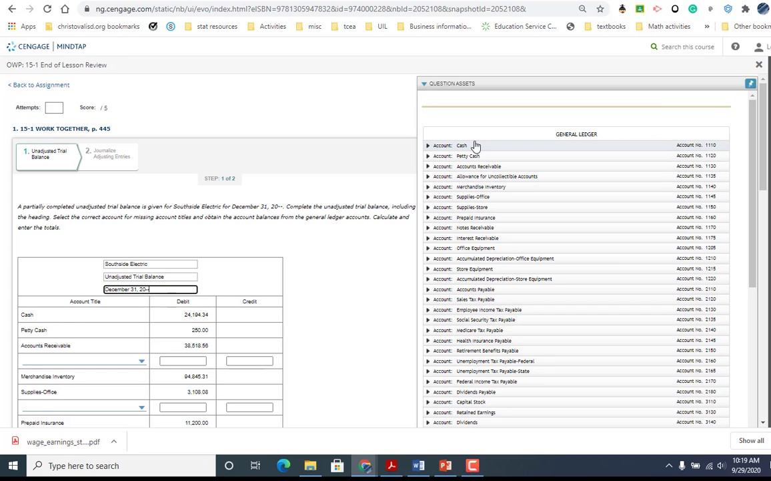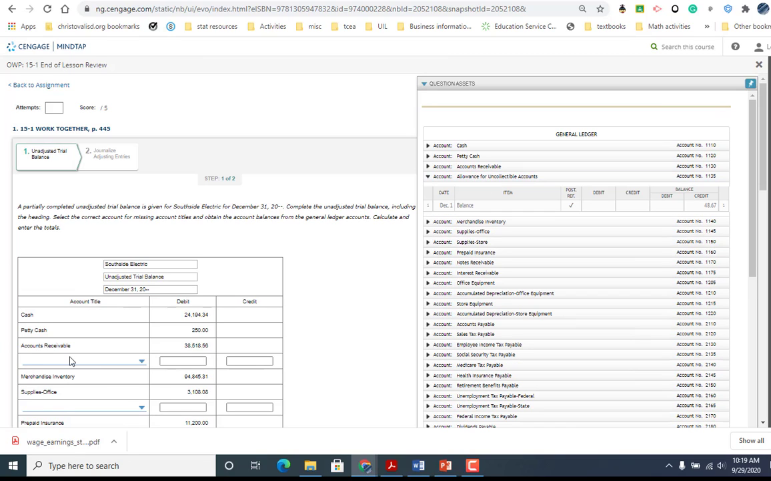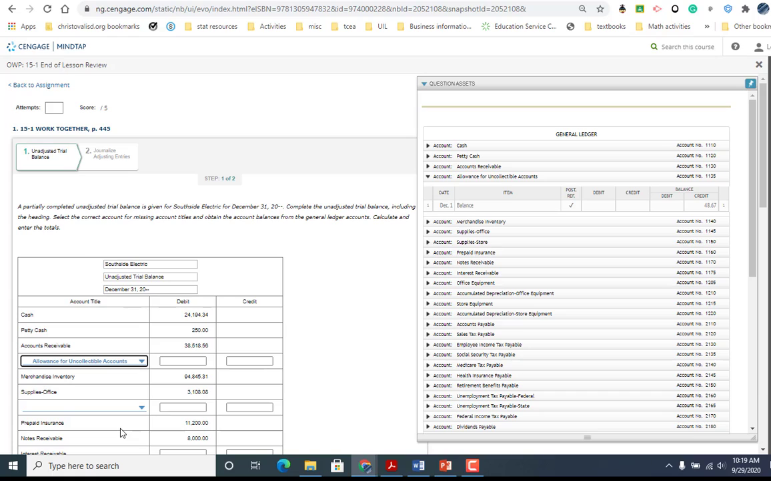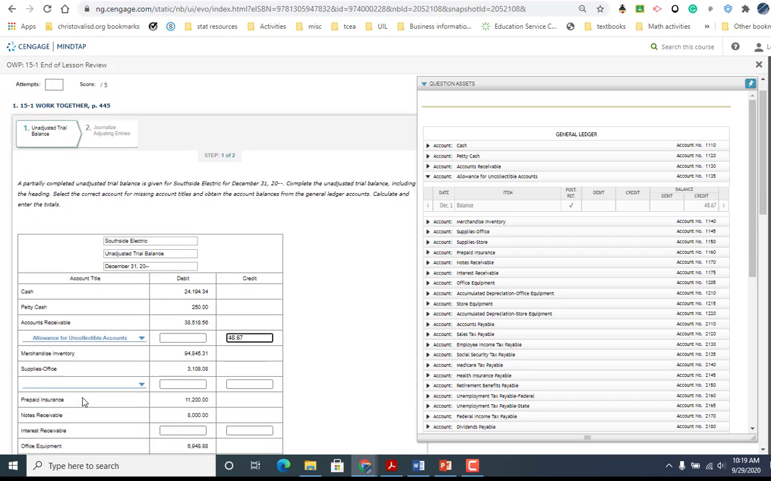So if we go through these, you'll see that they match up: cash, cash, petty cash, petty cash, accounts receivable, accounts receivable. We get to the next account, allowance for uncollectible accounts. It's not recorded, so we need to go over here and do the allowance for uncollectible accounts. Then we need to take and find out what balance it is. So the balance was $48.67 as a credit. So $48.67 recorded as a credit.